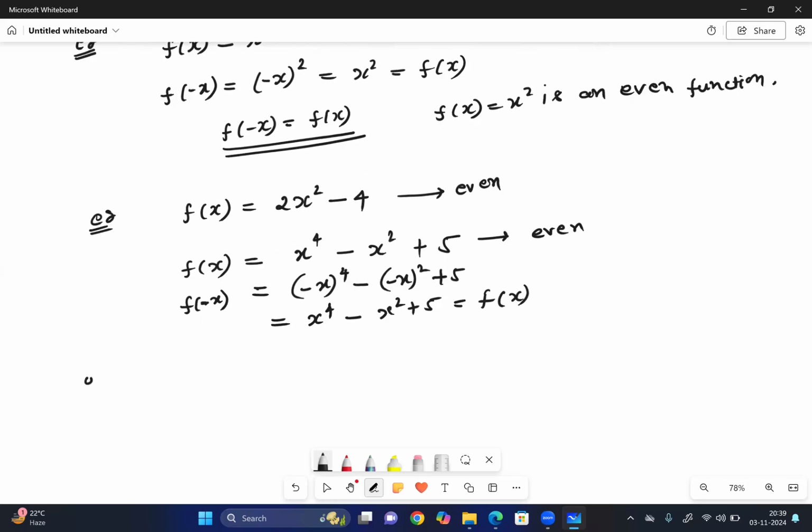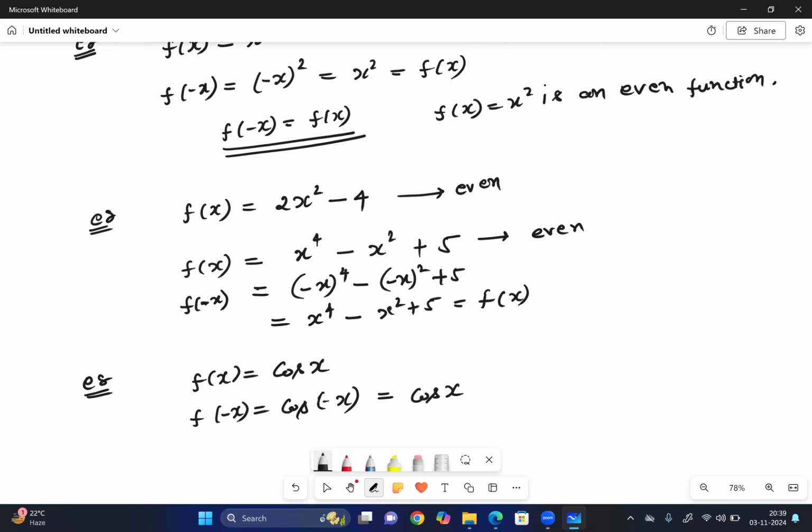Let's take one more example of even. Let's say f(x) is equal to cos x. So f(minus x), here we are writing, then what do we get? Cos minus x. What is cos minus x? Cos minus x would be again cos x, right?